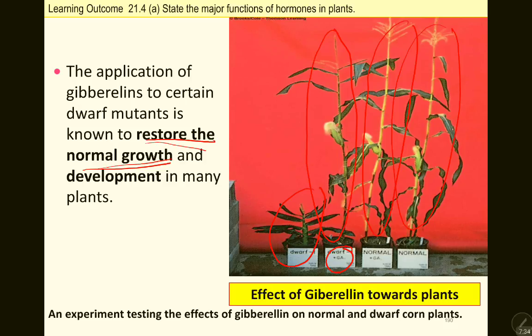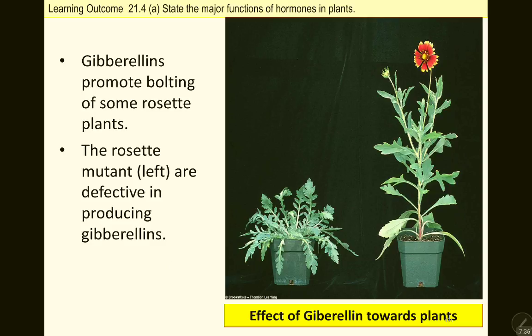Okay? Next one. Gibberellin also promotes bolting of some rosette plants. Bolting means flowering, so they can promote flowering of some rosette plants. So this plant, the gibberellin is defective, means they do not produce gibberellin, so they do not flower here. While this plant with the normal gibberellin, they can promote the flowering.